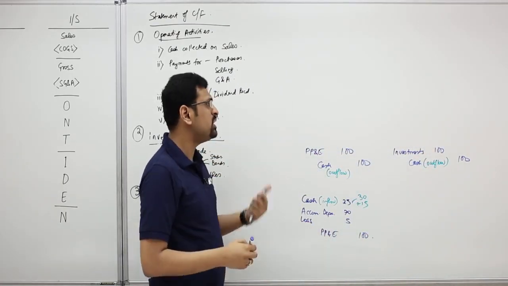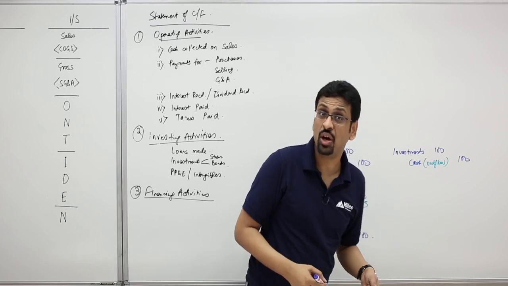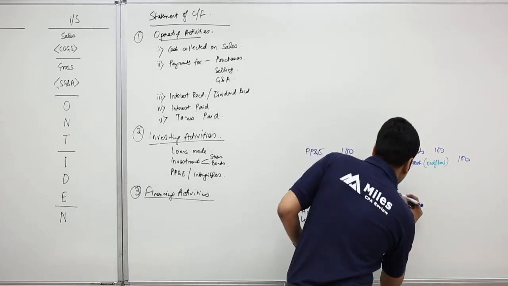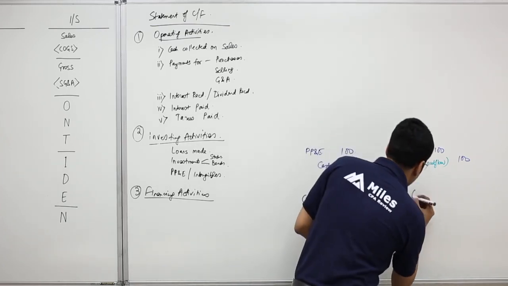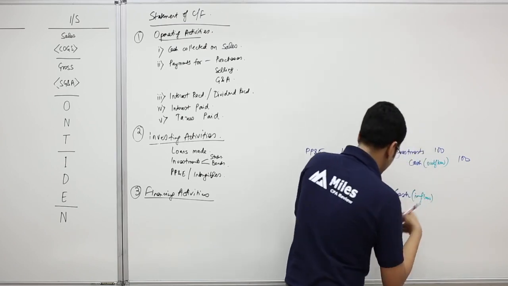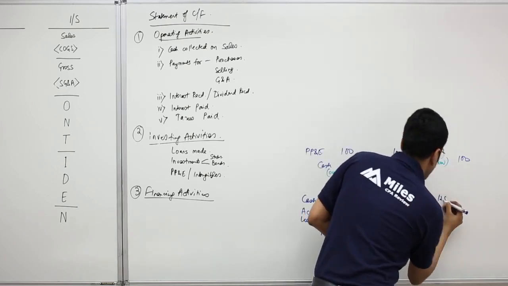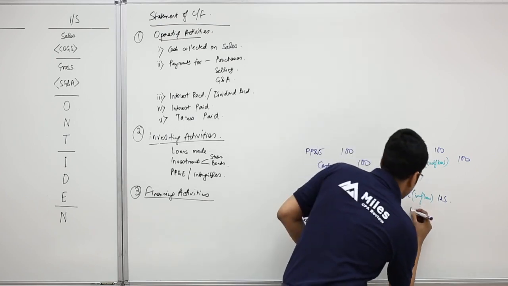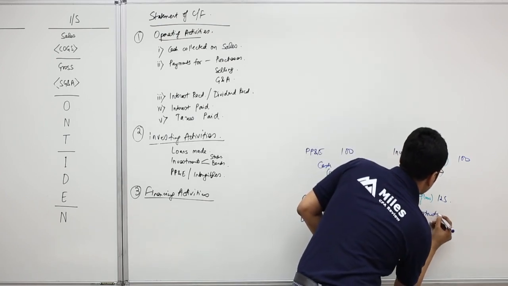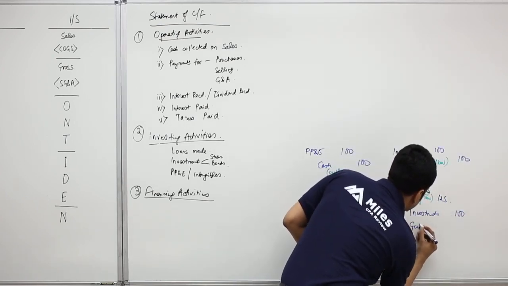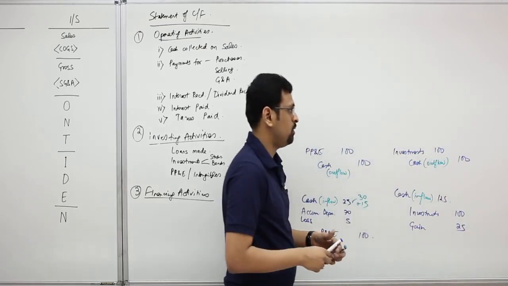Now, let's say you sold this investment for $125,000. So now cash came in. How much cash came in? 125. Investments, there was 100, and there's a gain on sale of investment, 25.